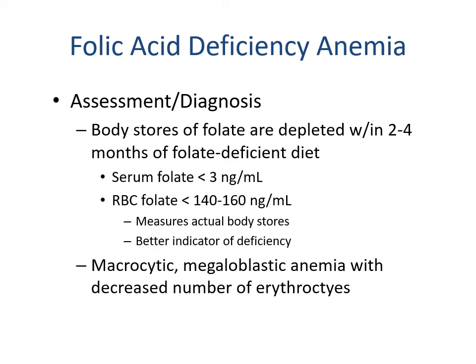You'll see the serum folate will be less than 3 nanograms per milliliter, and red blood cell folate will be less than 140 to 160 nanograms per milliliter. Now, the red blood cell folate actually measures the body's stores and is a better indicator of deficiency than serum folate. And so macrocytic megaloblastic anemia will present with a decreased number of erythrocytes.